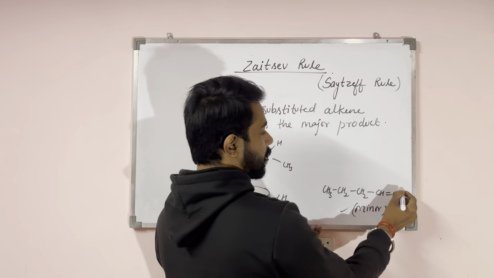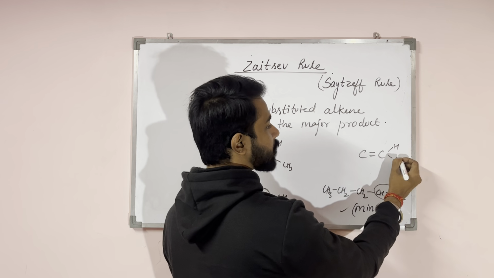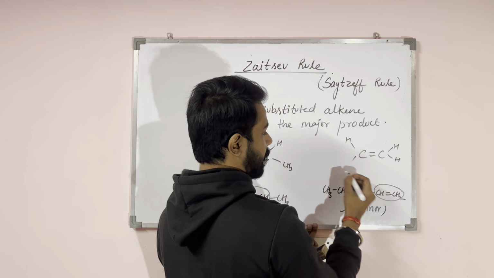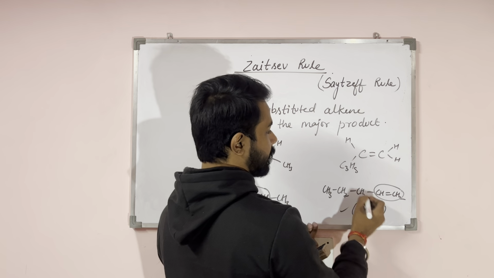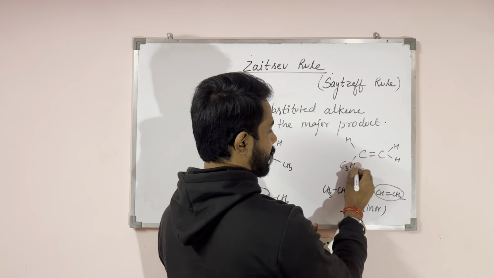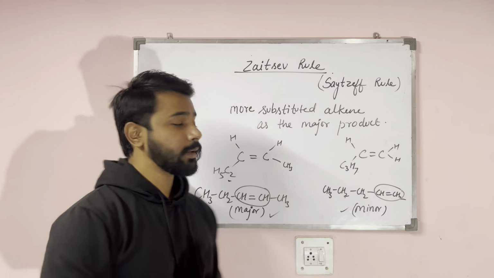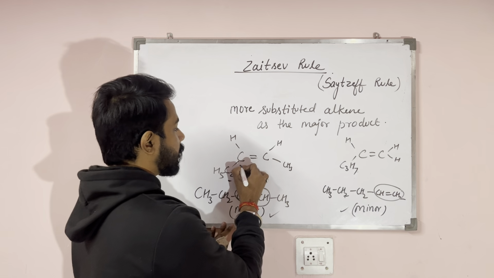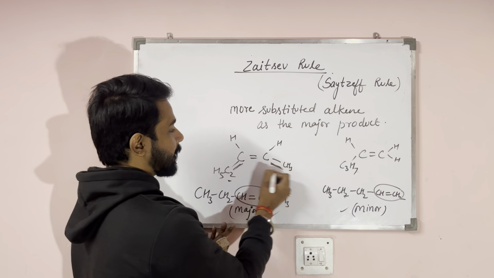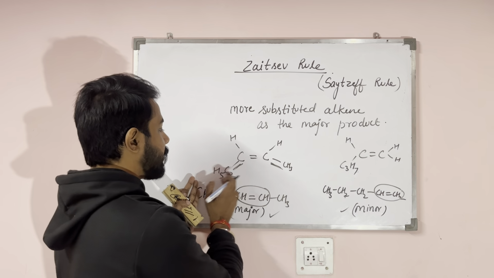Now this is the other alkene. Look at this. Here we are getting hydrogen, hydrogen, hydrogen, and here I am getting C3H7. Clear? So compare both the alkenes. This alkene is more substituted, right? Because here is an alkyl group, and here is an alkyl group. So on both sides we are getting these alkyl groups.